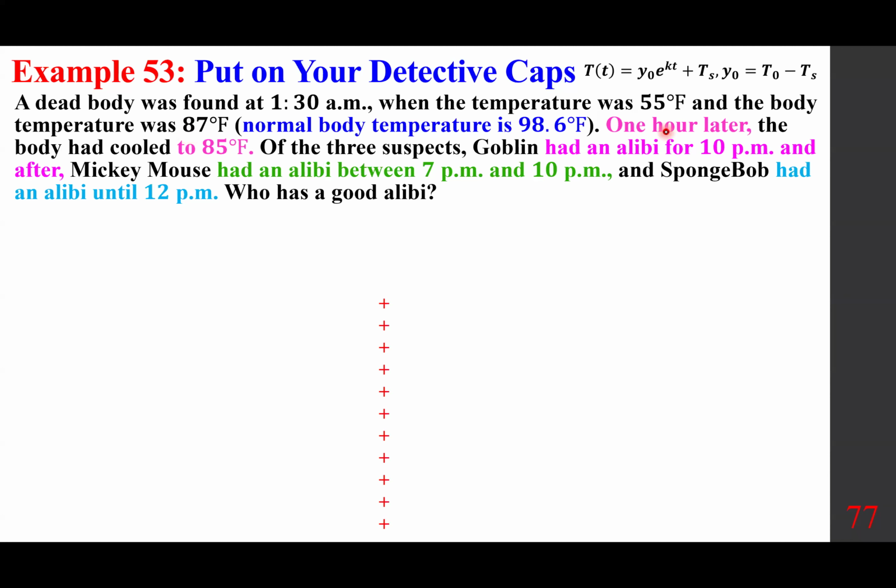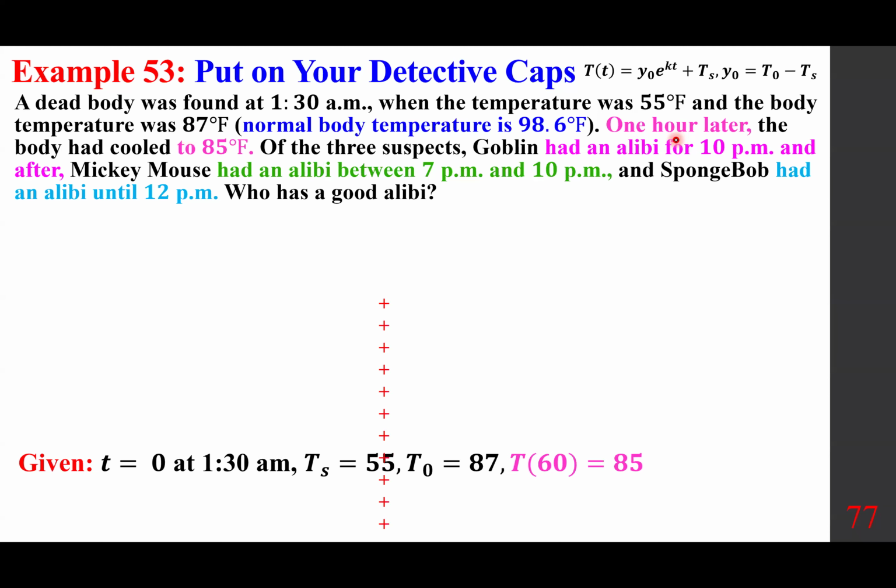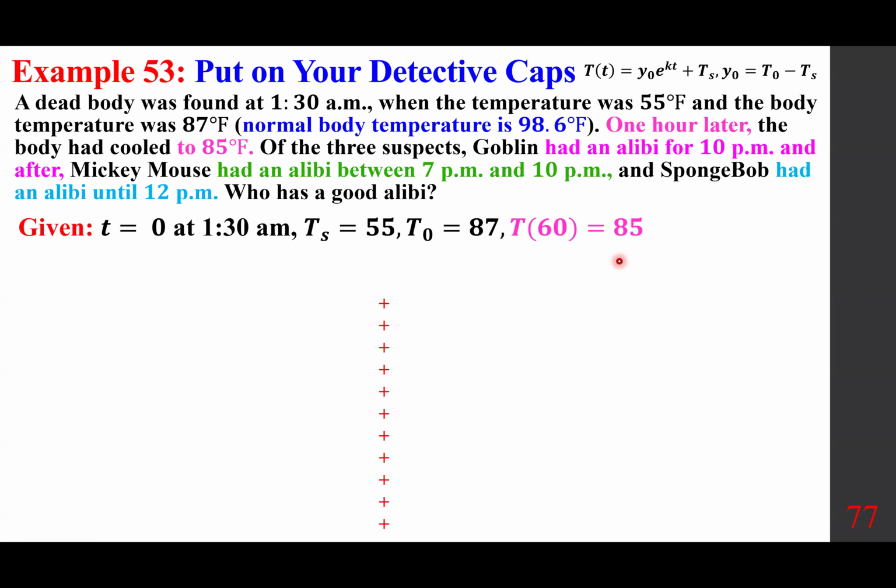1 hour later, you have a choice of T of 1 or T of 60, whether you want to go with the minutes or hours, is 85. So a quick recap. At 1:30 a.m., we're going to say T0. The temperature of 55 degrees gives us the surrounding temperature, T sub S. The body is at 87 degrees initially, right at that time. 1 hour, 60 minutes later, it's 85 degrees Fahrenheit.